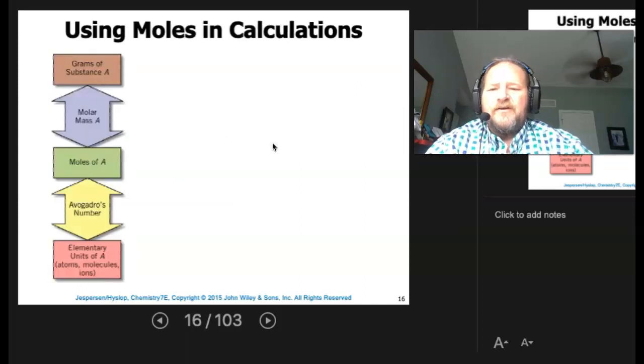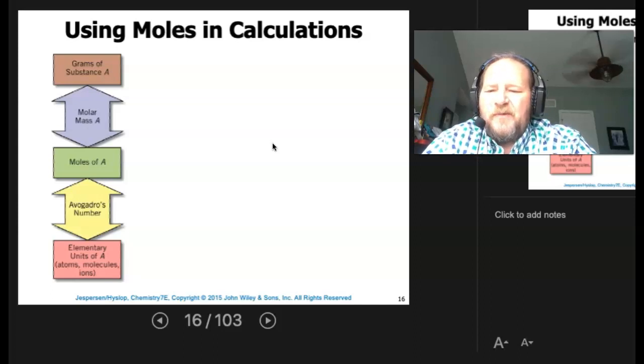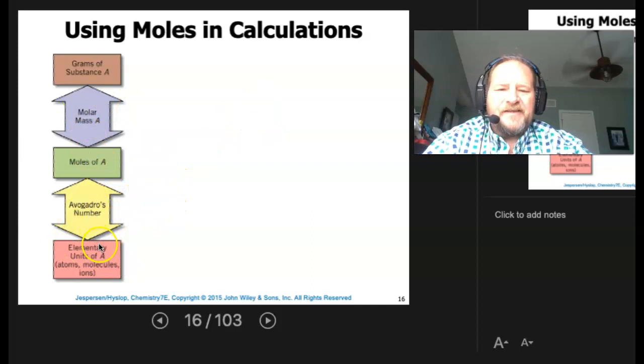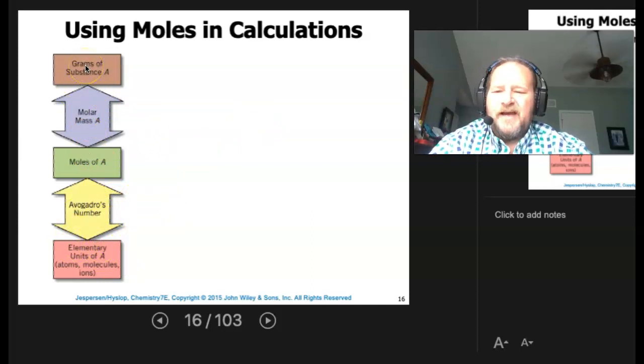So again, using moles in calculations, we have the grams of the substance of A. Using that molar mass, we can get moles of A. Then using Avogadro's number, we can go between the units of A. So we can go through particles to moles, and then moles to mass. Now moles are always going to be the central. In fact, if you pull that flow chart off, then you can see I've got it reversed, so that I put mass at the bottom, particles at the top. That doesn't matter. It's a flow chart just to help us with the calculation.